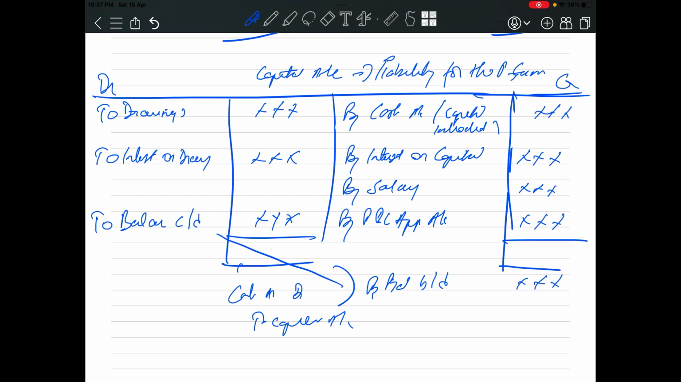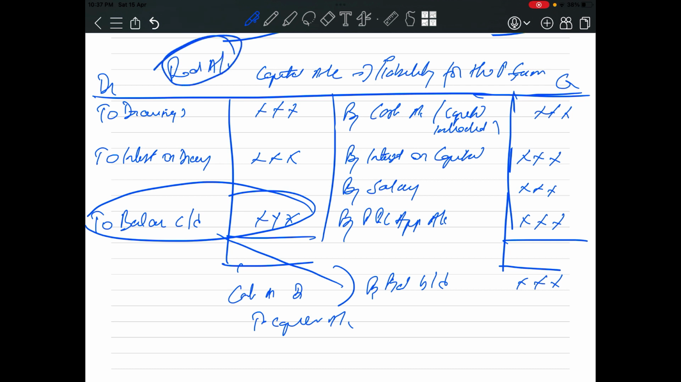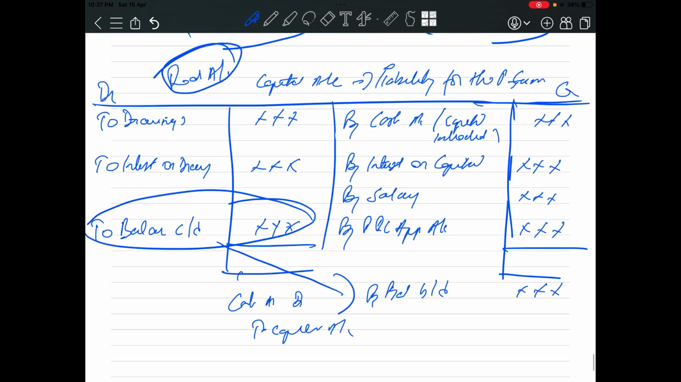Okay, so this proves the rule of real account, right? We know that nominal account we have discussed, right? In a nominal account, the balance will be transferred to another account, but in case of a real account, the balance will not be transferred to any other account. It will have balance b/d, it will be brought down in the next year. Okay, so I hope this capital account is clear to you.